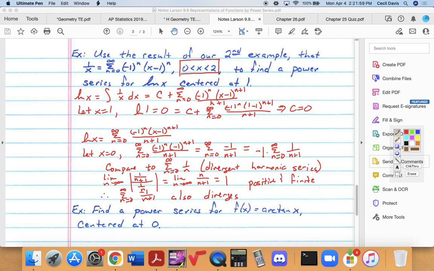Now, we should have known it diverged without doing any work at all. How do we know that this is going to diverge? What are we trying to find? Natural log. What's natural log of 0? It doesn't exist. So my series had better not converge at 0.